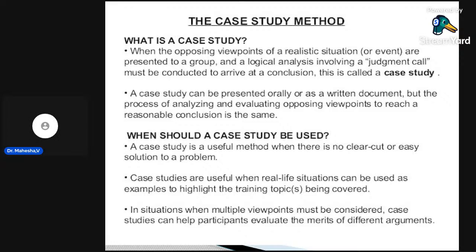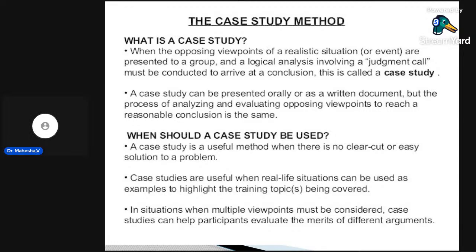The case study method, this is another method under the off-the-job training methods. When the opposing viewpoints of a realistic situation or an event are presented to a group, a logical analysis involving a judgmental call must be conducted to arrive at a conclusion. This is called a case study. Some events have already taken place. Based on that event, they take it as a challenge and analyze it logically and scientifically, and come to a conclusion or judgment. That is called a case study.